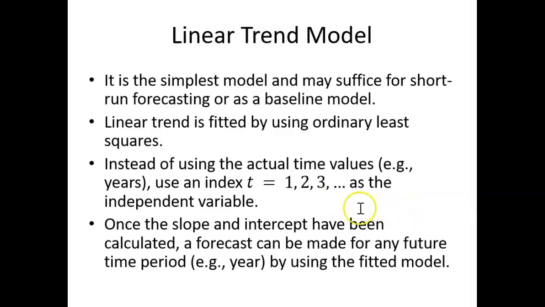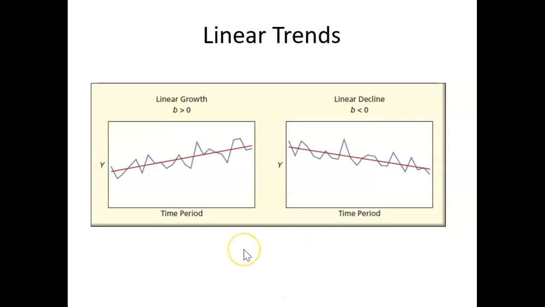And once you've estimated the slope and the intercept, you can just push that line out into the future to make your forecasts. Okay, so here's what an upward linear trend looks like. Your coefficient on B is going to be greater than 0. And a downward linear trend is what is on the right-hand panel. And your B coefficient is going to be negative.